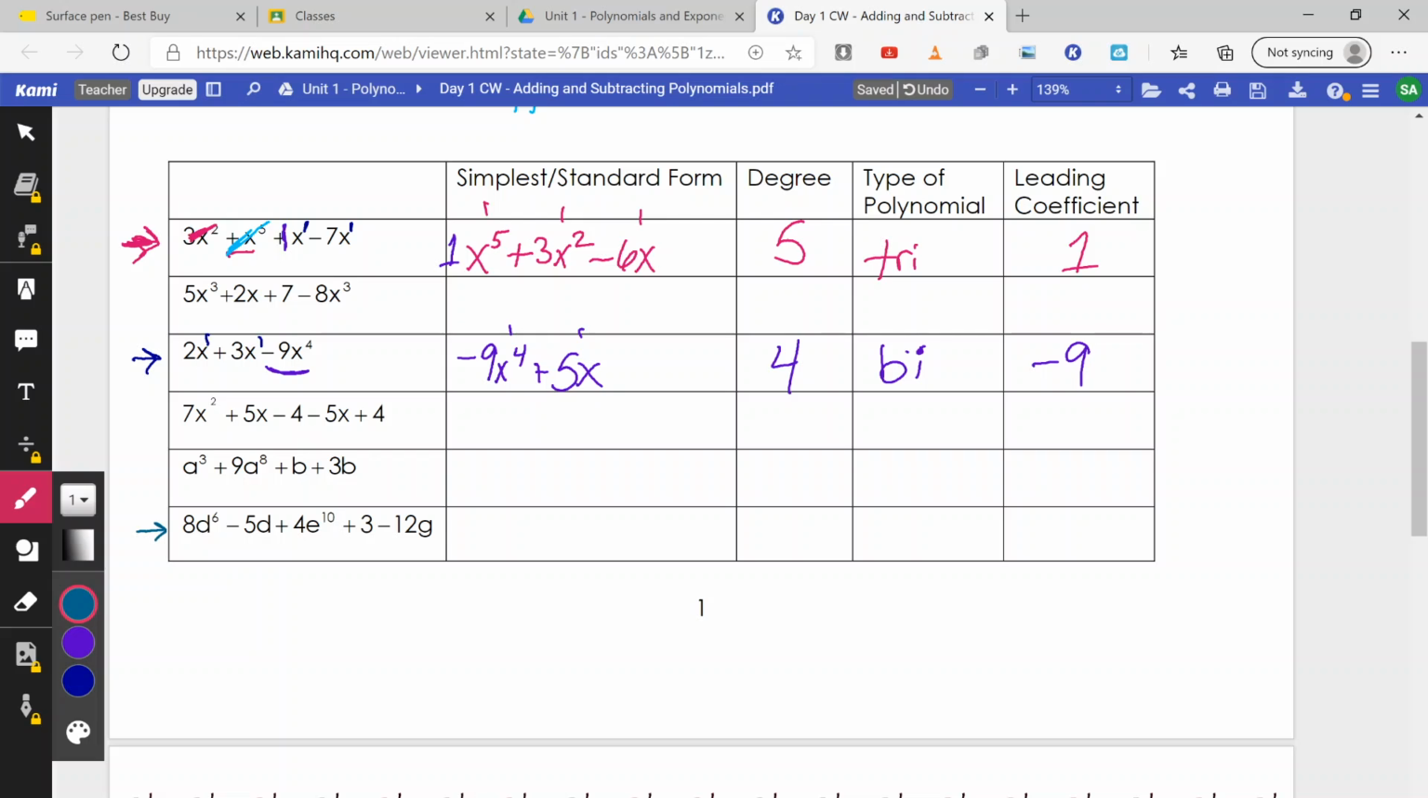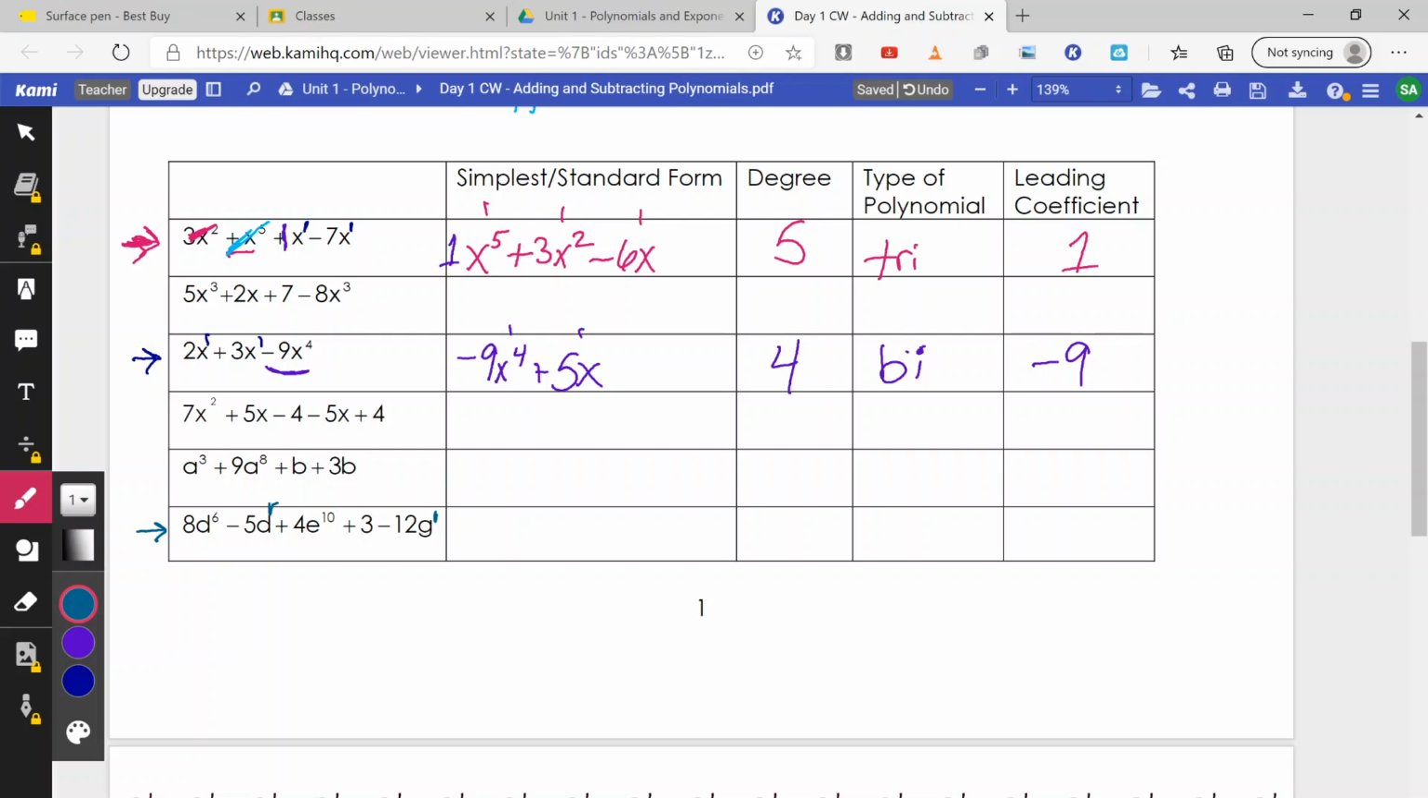And now we're going to do the last one, the 8d to the 6th minus 5d plus 4e to the 10th plus 3 minus 12g. So to put this in order, first things first, I did say we got to put the highest exponent first as well. So I go through 6, 1, 10, no variable. So there's no exponent to deal with, and then g to the first. So the question becomes, how do I put this in order? I got letter D, I got the letter E, I got the letter G. How exactly am I supposed to put this in order if I don't have all the same variables?